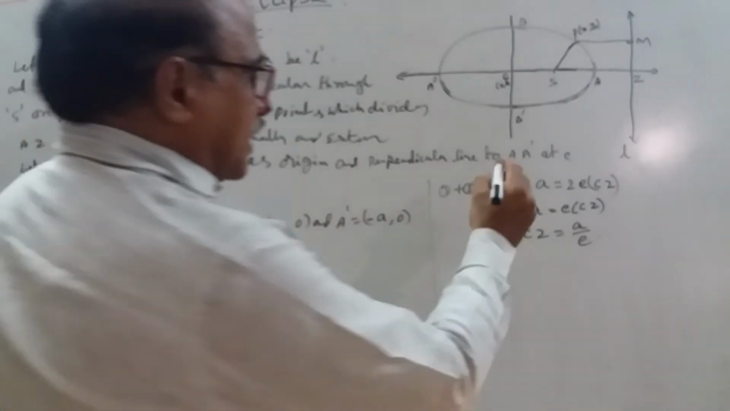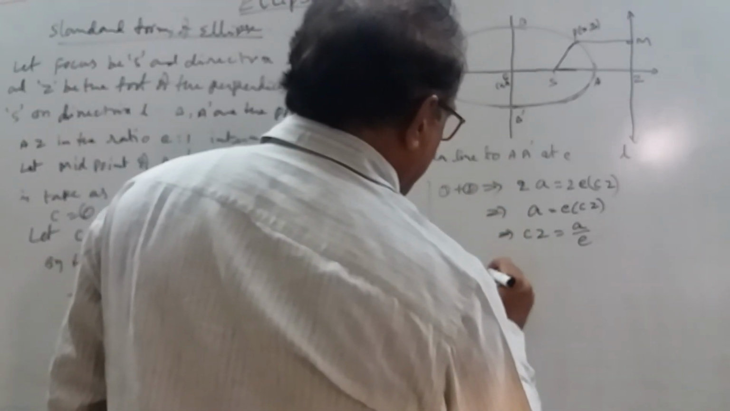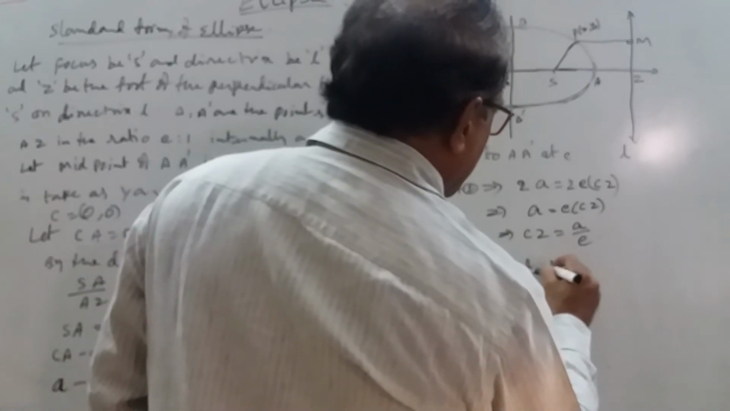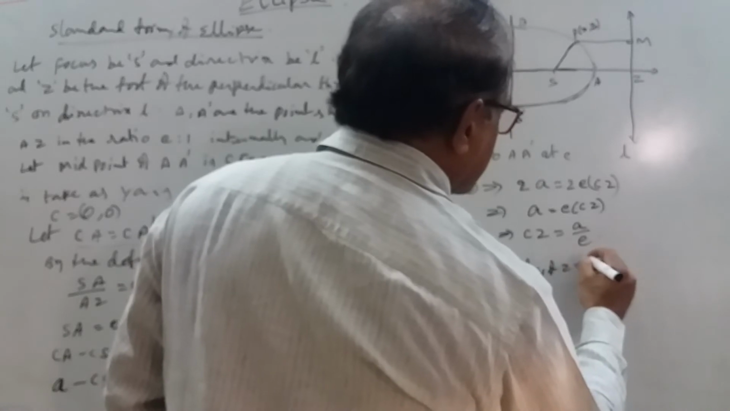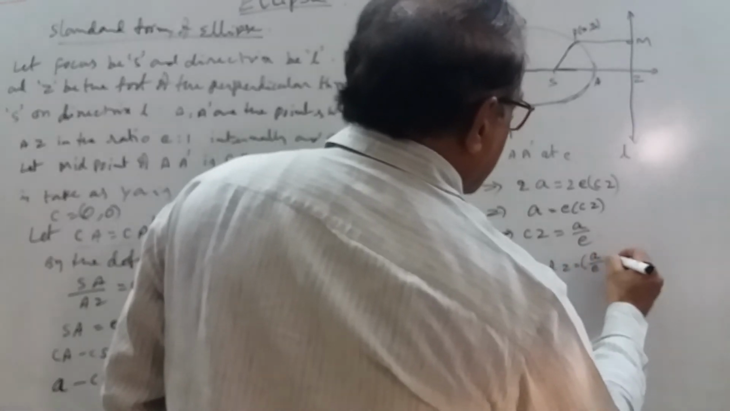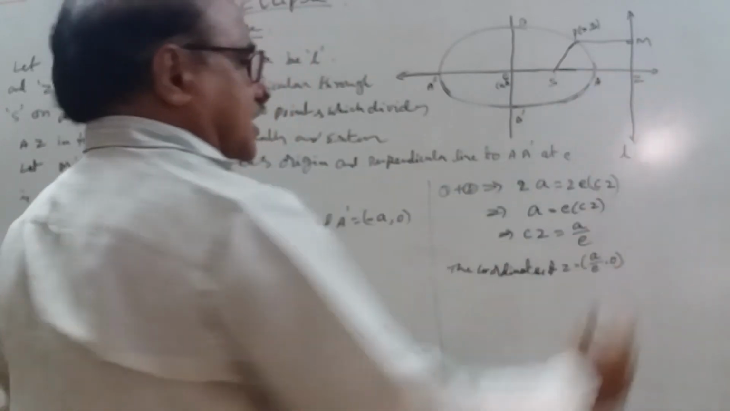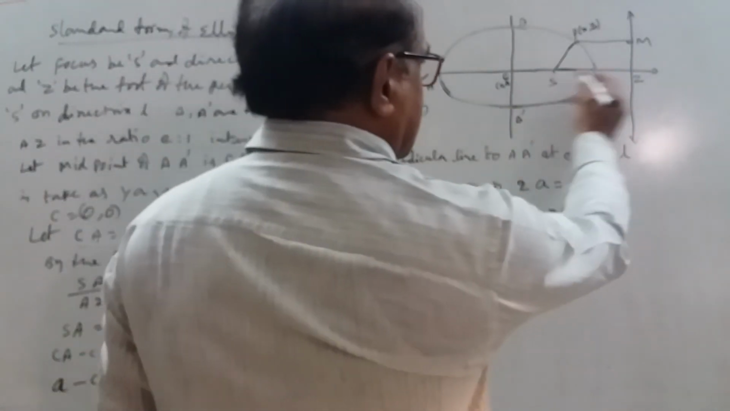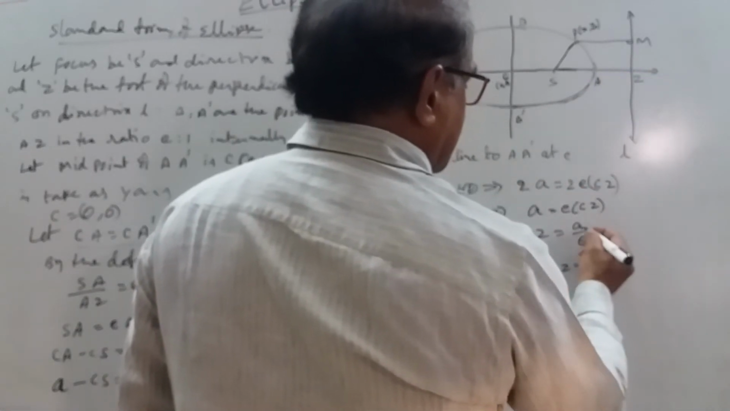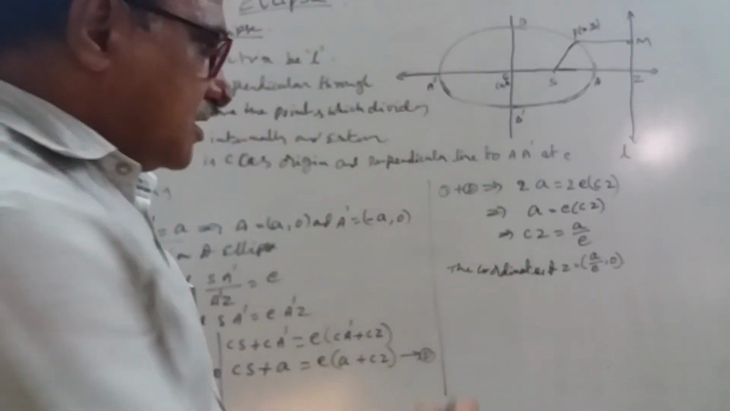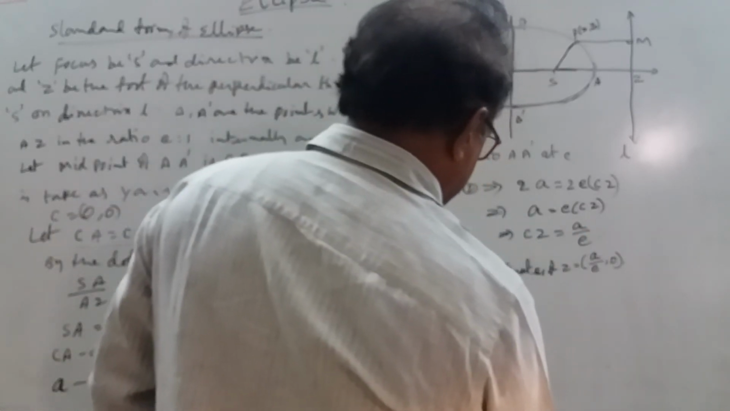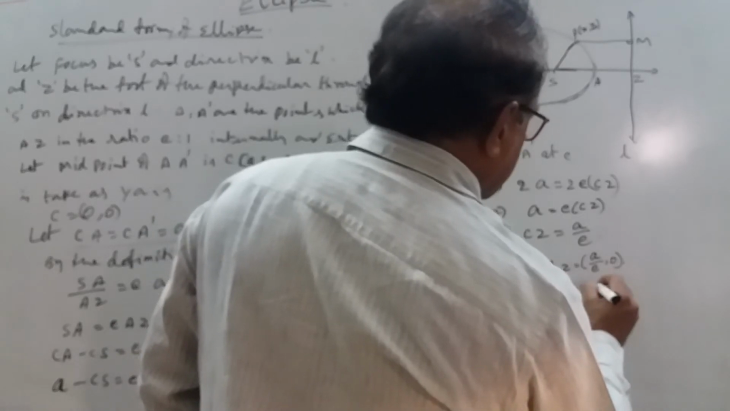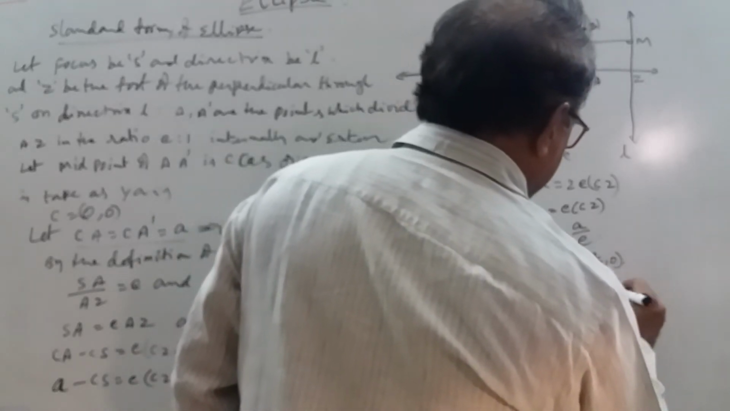That implies the coordinates of Z are a by e, 0, since we can take this as the x-axis. Therefore, the equation of the directrix is x is equal to a by e. That is the equation of the directrix.